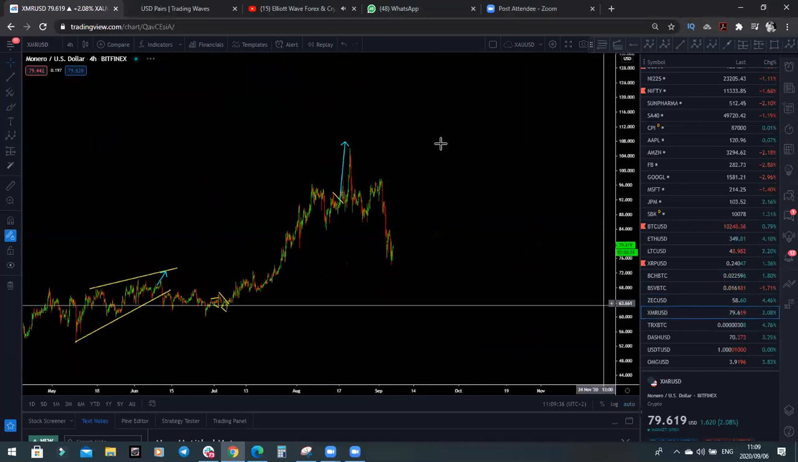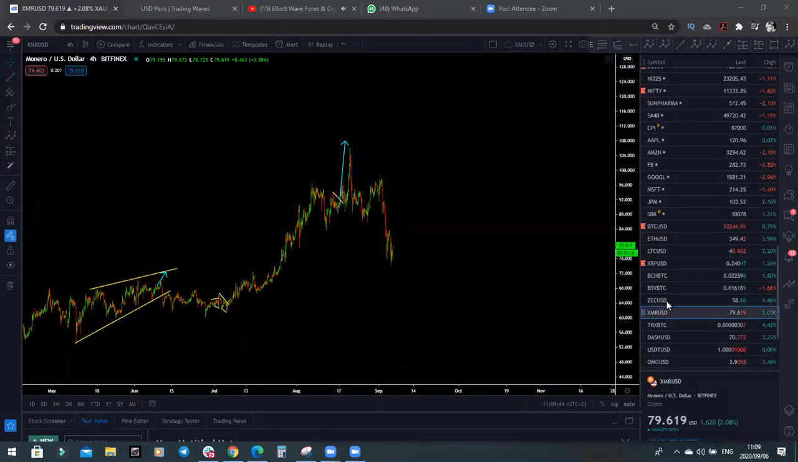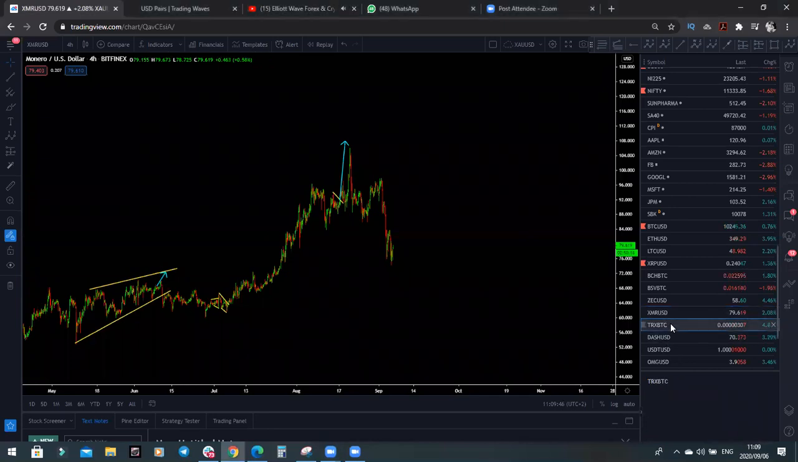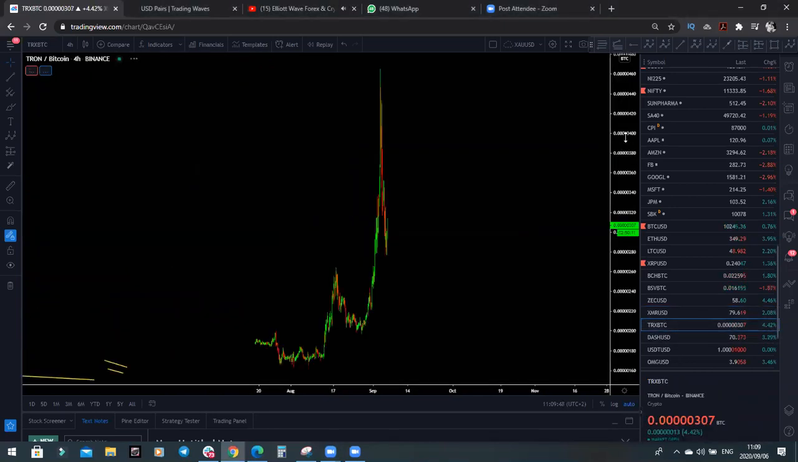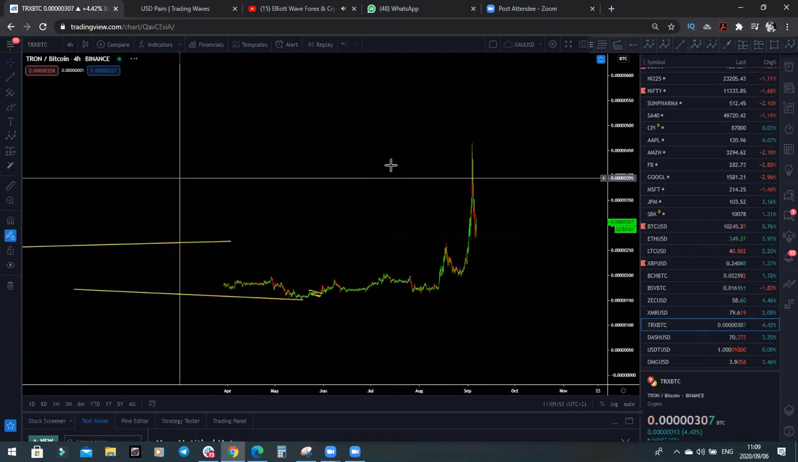Monero versus the US dollar. That's 1, that's 2, that's 3. We could see a 4 and 5 here. So we're still looking downside. A pullback is a continuation to the downside. Tron, very strong impulse to the downside on Tron.